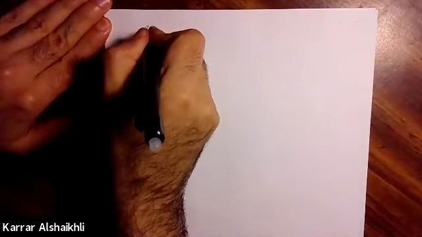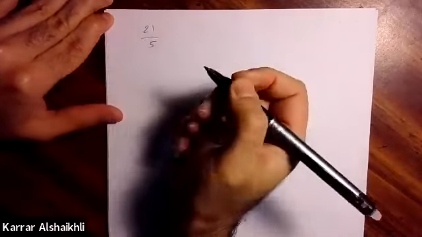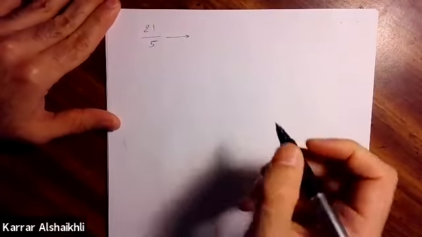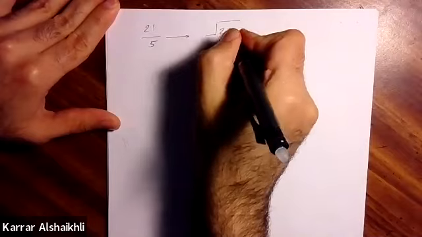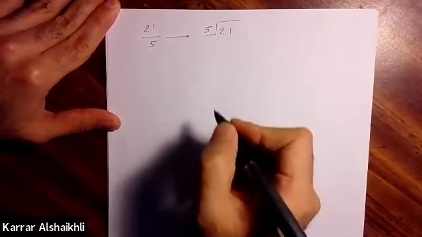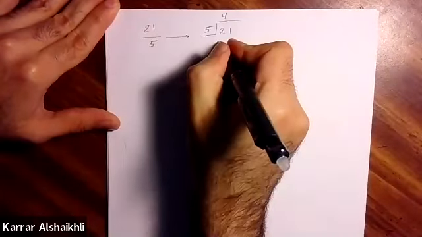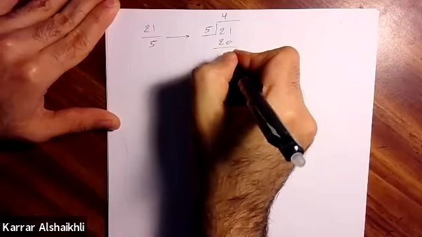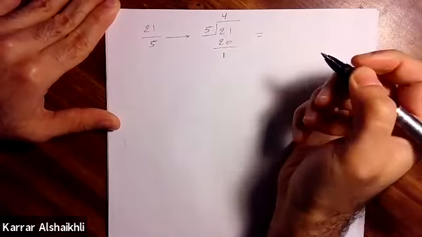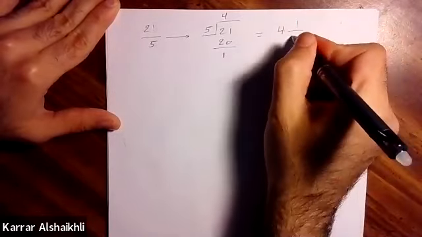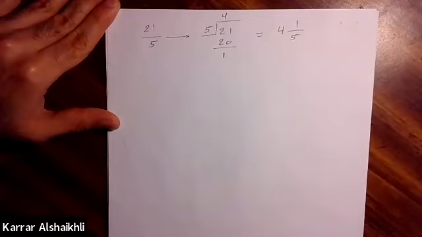21 over 5. We're going to convert it to a mixed number. So it's going to be 21 divided by 5. So let's check which number we're going to use. The 4. 4 times 5 is going to be 20. The leftover is going to be 1. So this one is going to be equal. Here's the result, 4. And the remainder is 1. The divisor is 5. This is the mixed number.